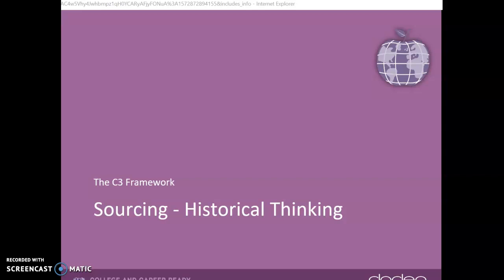We're going to take a little deeper look at sourcing with historical thinking, and we're also going to bring back in the C3 framework. So in the previous part of today's learning, we took a look at many different ways you can source, and now we're just going to look at how we do this with the three-stack protocol.